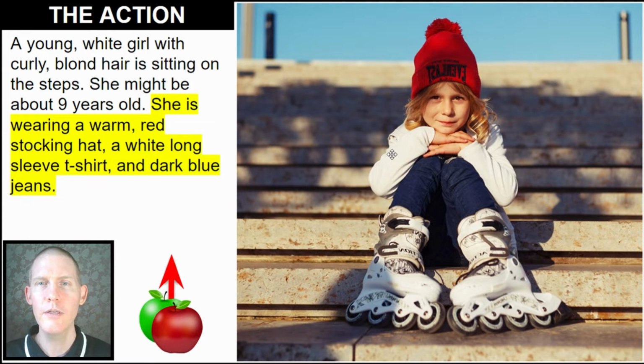So she has a white long sleeve t-shirt because her sleeves come all the way down to her wrists, right? Short sleeve means it would just come down to her elbow. So this is long sleeve. And then we have blue jeans, dark blue jeans.